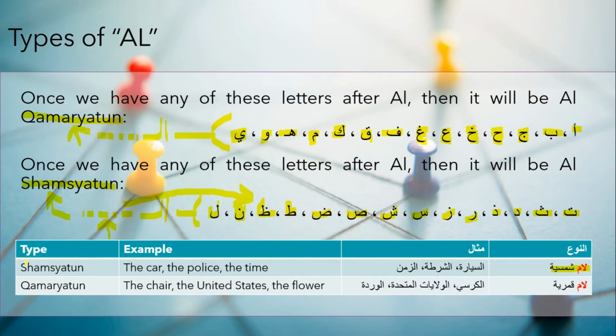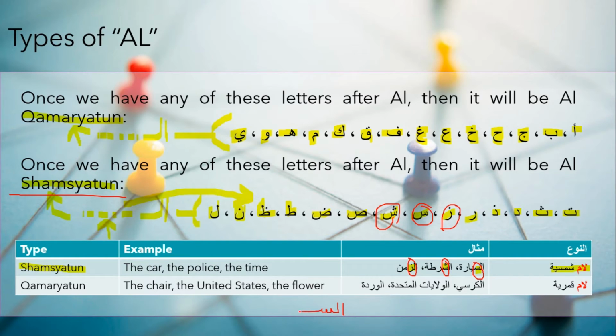Here I'll give you three examples for each, so it will be easier to understand. As-sayyara, ash-shurta, az-zaman, which are the car, the police, the time, those are shamsiyyah. If we identify those letters, sin in as-sayyara, as you can see here, I can't pronounce the lam. As-sayyara, I can't say al. As-sayyara, ash-shurta, az-zaman, all three of them are shamsiyyah.